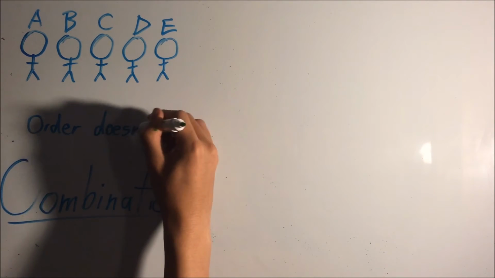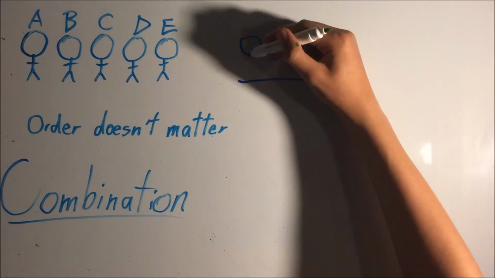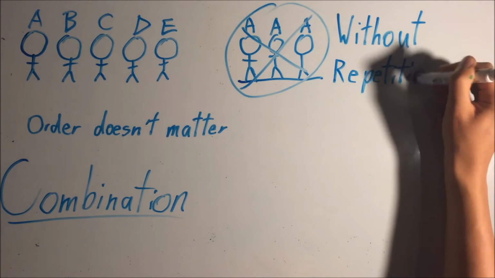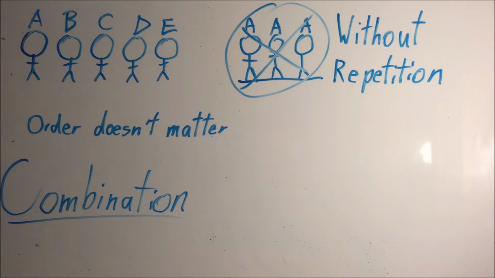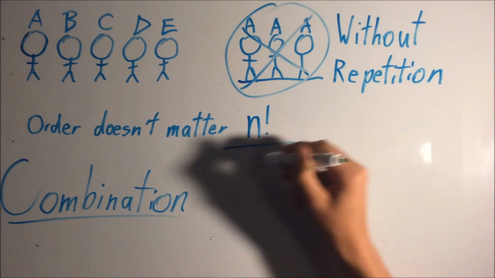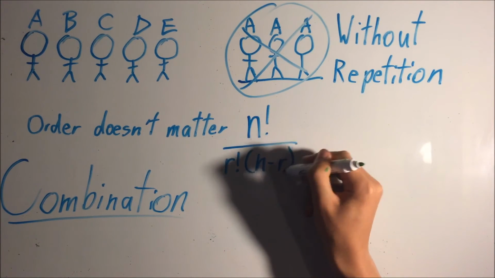Since order doesn't matter in this scenario, we're dealing with a combination. As with before, no child can hold more than 1 spot, and it's for this reason that we're going to be running this without repetition. Now, the formula for number of combinations without repetition is n factorial over r factorial times n minus r factorial.